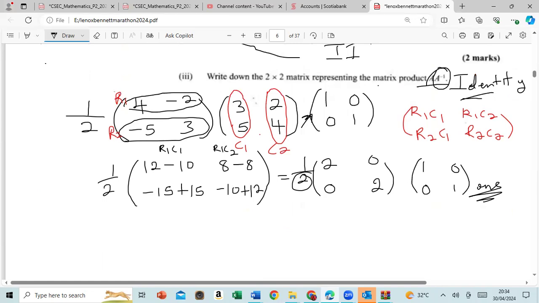So you see, guys, that's all they want from us. They want us to multiply the inverse by the original, and you will always get back this. The only way it doesn't work is if the determinant is 0. If the determinant is 0, what type of matrix is that? That's something CXC asks. If the determinant equals 0, what type of matrix? Singular matrix. Yes, it's a singular matrix.